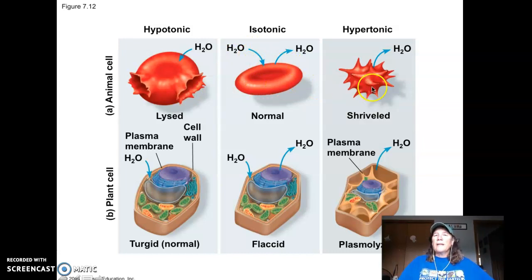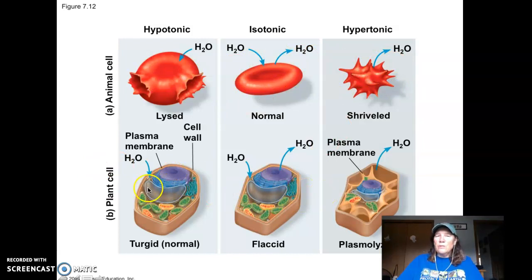That's what we want. Now here, in this case, we have a hypertonic. In other words, we have a lot of solute particles out here and not so much in the cell. So the water is going to move out of the cell to dilute it, and it's going to shrivel it up. It's going to dehydrate it because it's losing water. Okay, so these are the different things that can happen with the movement of water called osmosis.